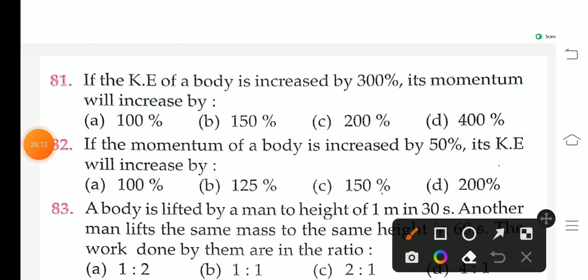If the kinetic energy of a body is increased by 300%, its momentum will increase by 100%. If the momentum of a body is increased by 50%, its kinetic energy will be increased by 125%.